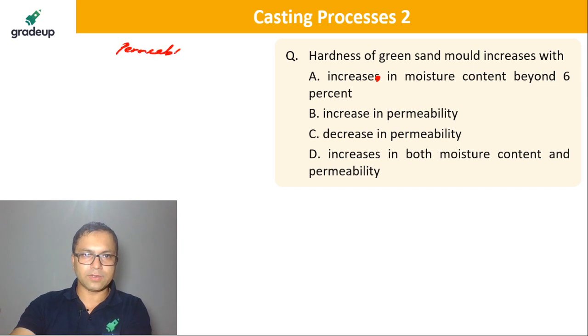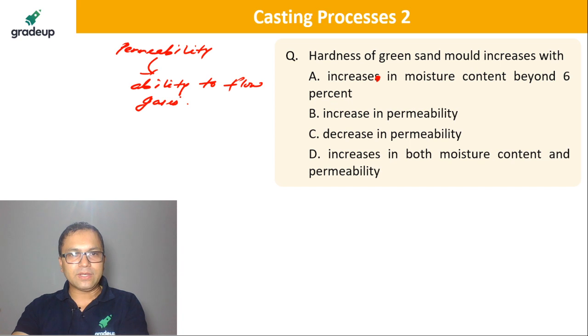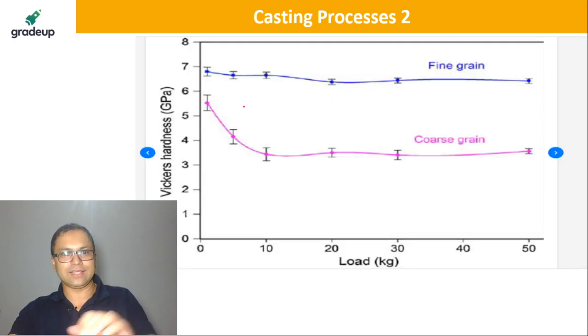So permeability means the ability to flow gases through it. All right, is it good? Now here, increase in moisture content beyond 6%, increase in both moisture content and permeability. Now, okay, let me tell you this. Let me give you a hint. All right, now let's see this.